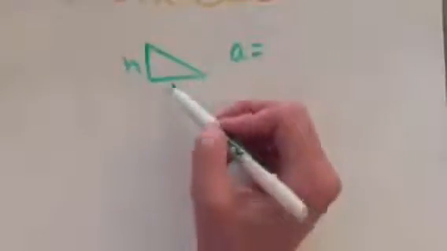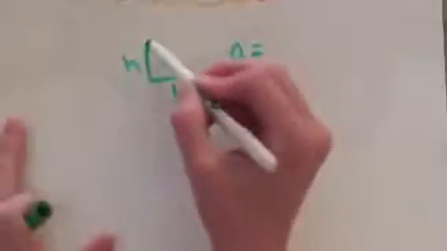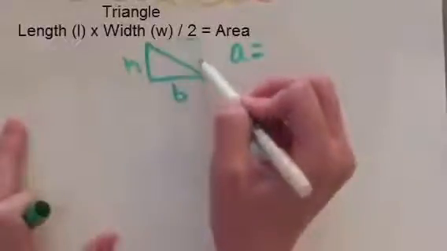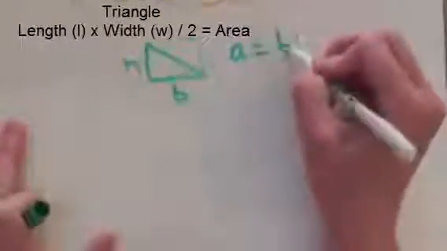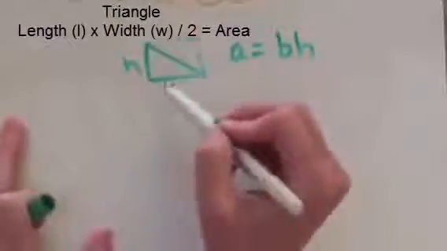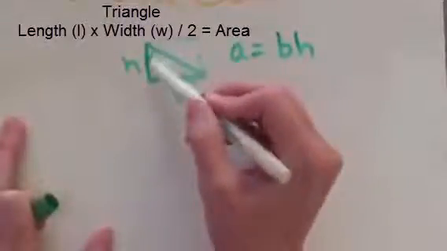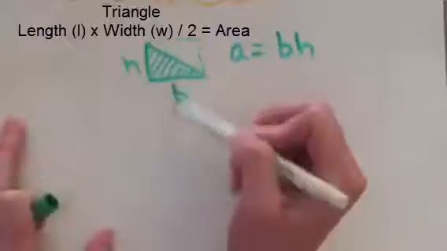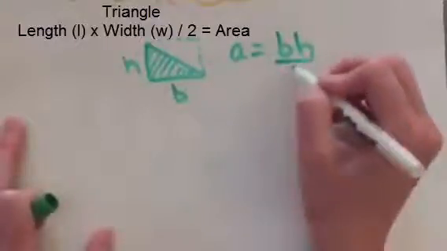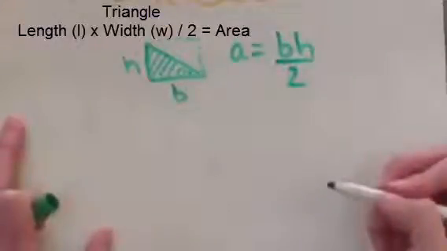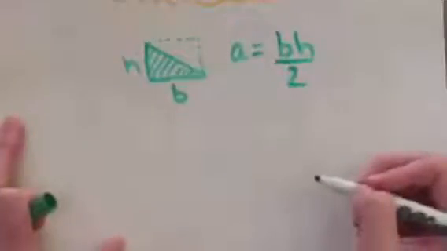For a triangle, we need the base and the height measurement as well. For a triangle, you would multiply the base times the height, which would give you the area of this rectangle. But you don't want the entire rectangle, you just want half of it, because we are only interested in this triangle here. So base times height divided by 2 gives you the area of the triangle.